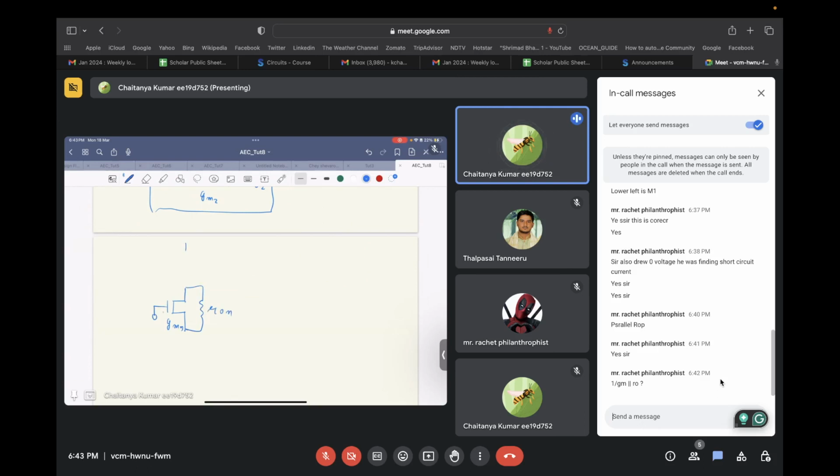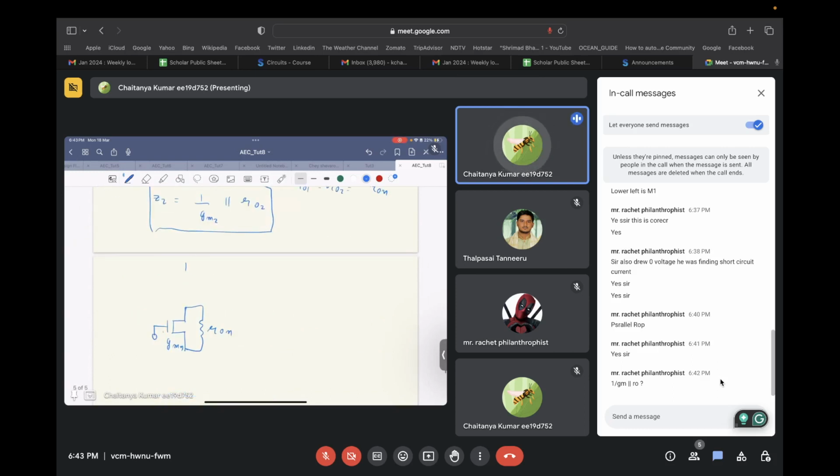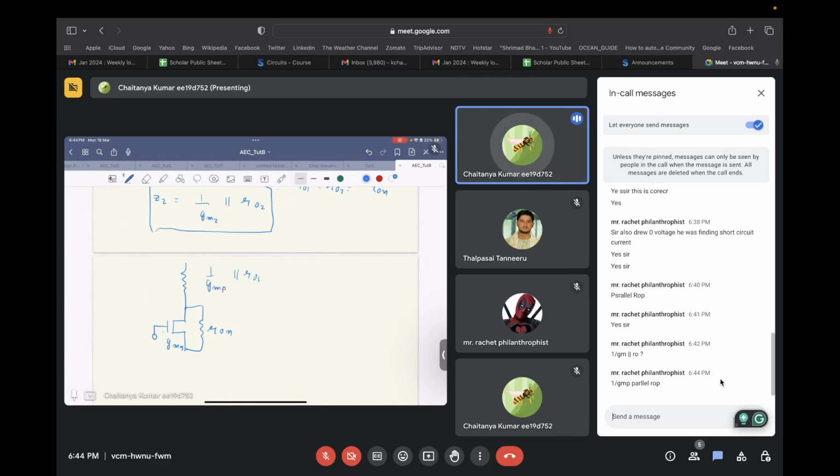RON over here, and then here basically you have diode connected transistor M4. So here basically what you have is GMP parallel 1 by ROP, which can roughly be written as 1 by GMP parallel ROP, which can roughly be written as 1 by GMP. Do you agree?